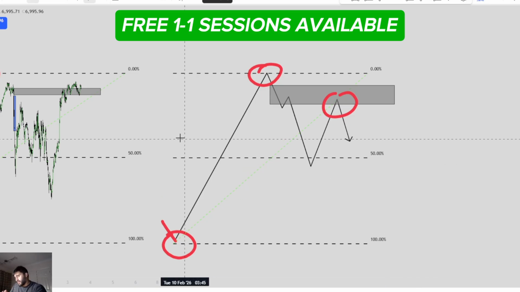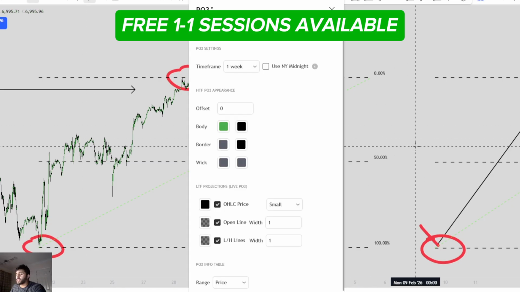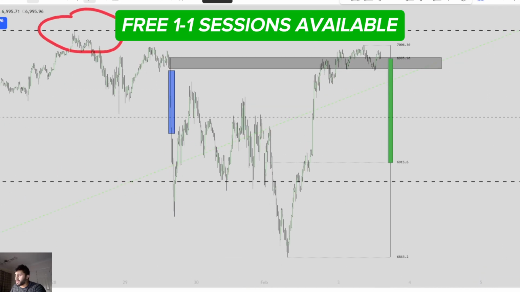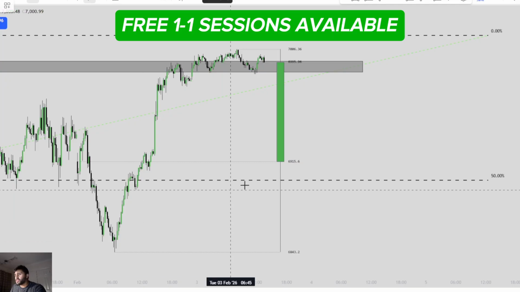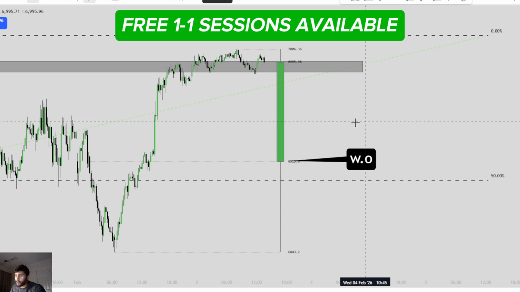Now, the next thing to use is what I call the weekly PO3. It is the most powerful indicator you can use in the whole of TradingView, in my opinion. Now, what do you see here? The most important line is this line here. This is the weekly opening price. I'm just going to write WO.